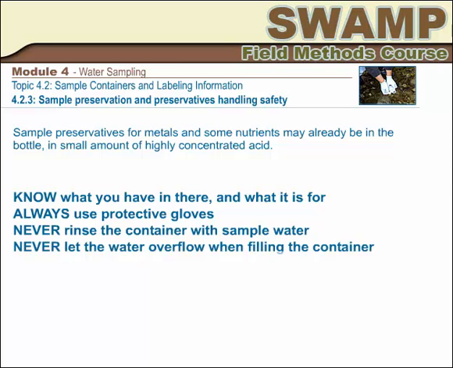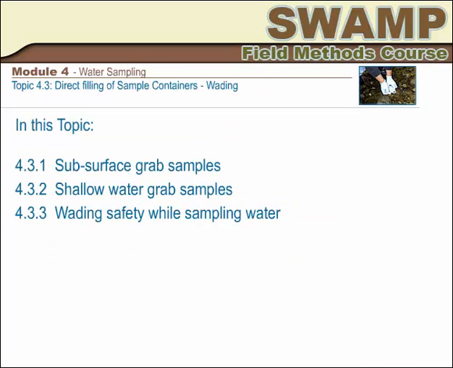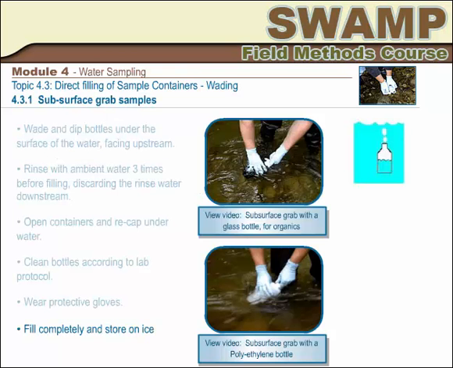Direct filling of sample containers is the most commonly used sampling method. It is also the preferred method because it minimizes the chances of sample contamination. This method is feasible in the majority of California streams during base flows, that is, when the stream does not contain runoff. Subsurface water samples collected about 10 centimeters or 0.1 meters below the water surface usually provide a good representation of the stream water mass.